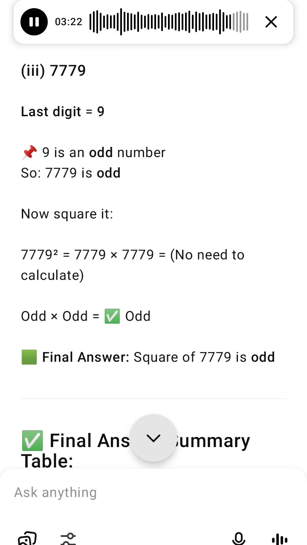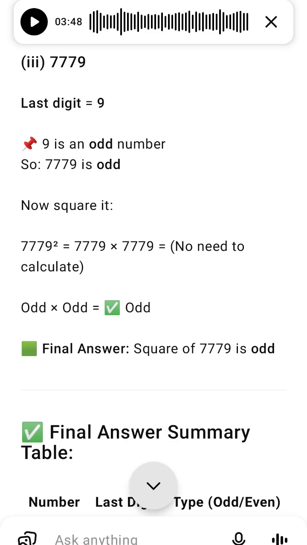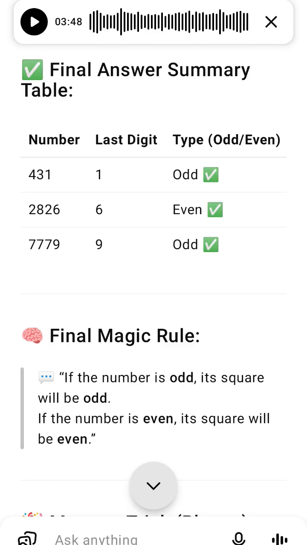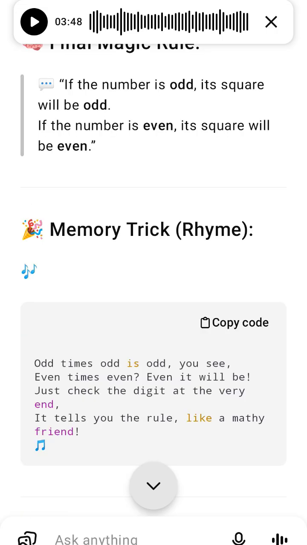Final answer summary table. Number, last digit, type, square is odd or even. 431, last digit 1, odd. 2826, last digit 6, even. 7779, odd. Final magic rule. If the number is odd, its square will be odd. If the number is even, its square will be even. Trick: odd times odd is odd, even times even is even. Just check the digit at the very end. It tells you the rule.